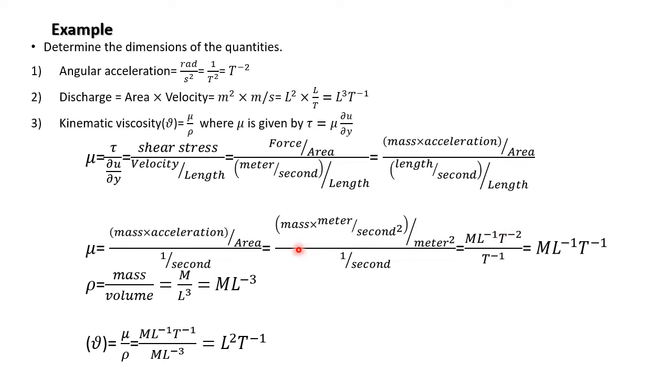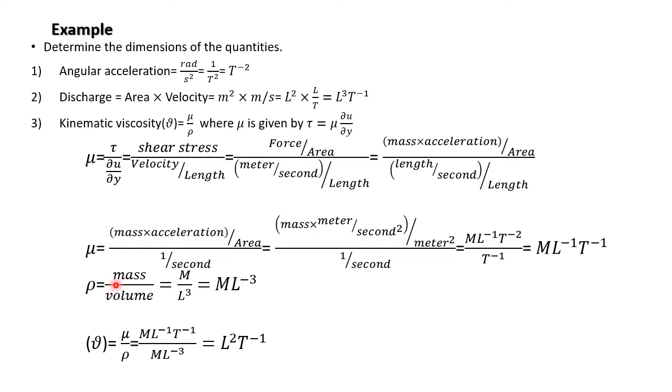Now here in the denominator I have 1 by second, so I can write it as T to the power minus 1. In the numerator I have T to the power minus 2, and T to the power minus 1 in the denominator. When I take this to the numerator, it becomes T to the power minus 1. So my expression will be M L to the power minus 1 T to the power minus 1. This is the dimension for dynamic viscosity.